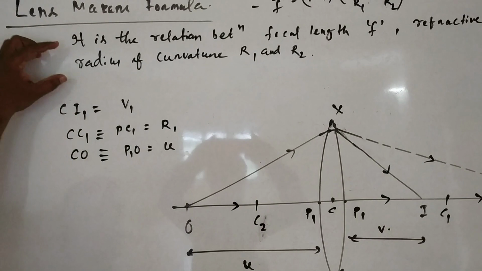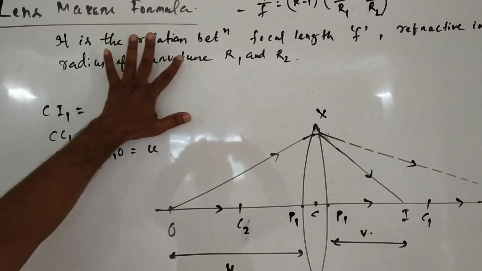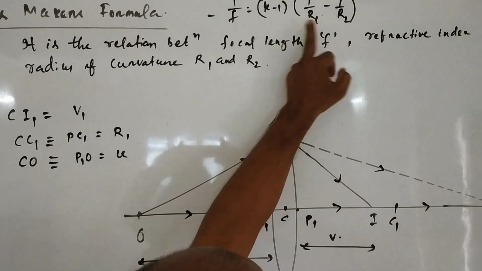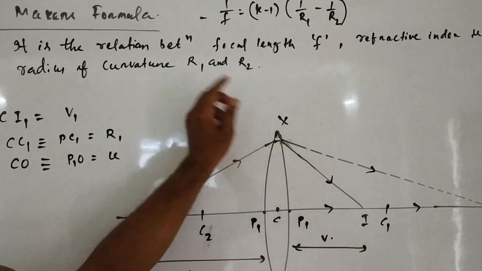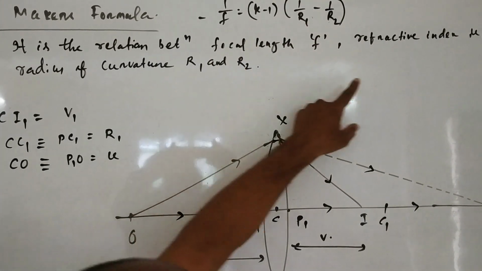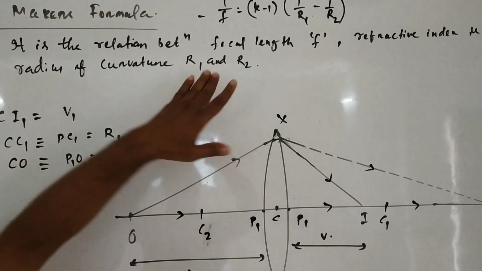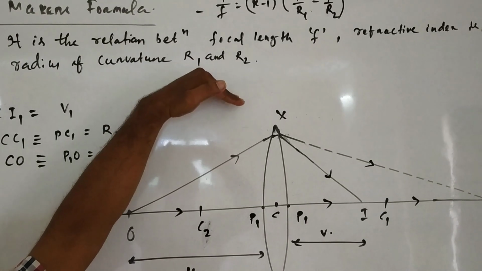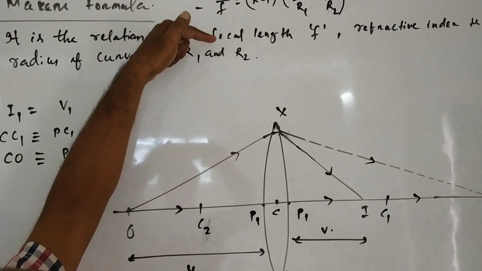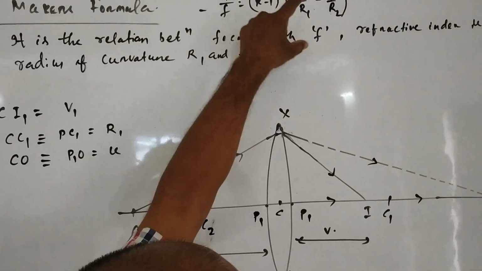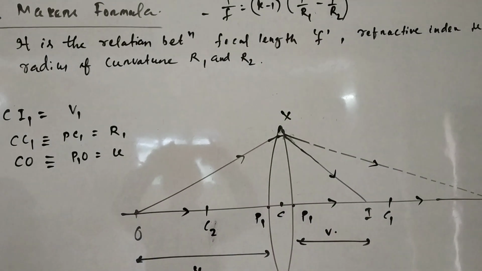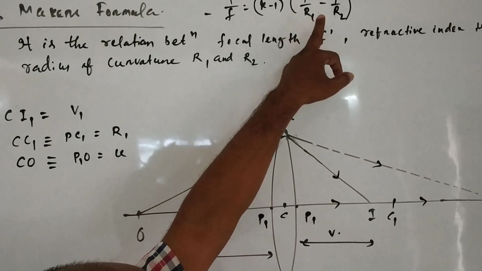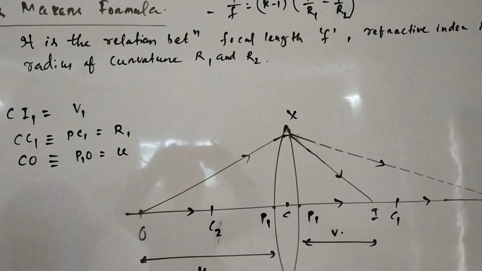Now what is the lens maker's formula? It is the relation between focal length, refractive index and radius of curvature. By using focal length, refractive index, r1 and r2, the formula we get is called the lens maker's formula. That is 1 by f equals (mu minus 1) whole of (1 by r1 minus 1 by r2).